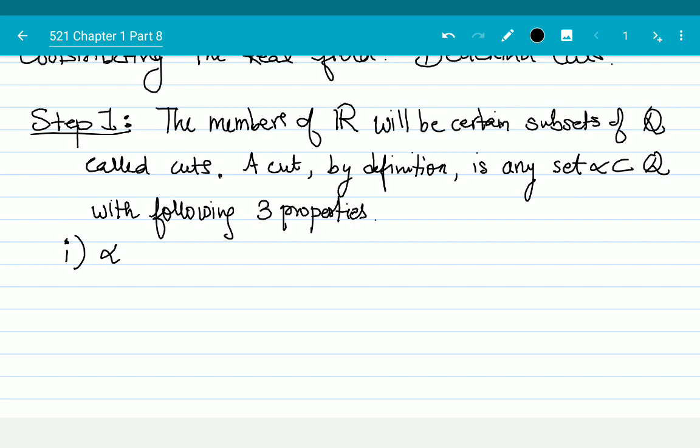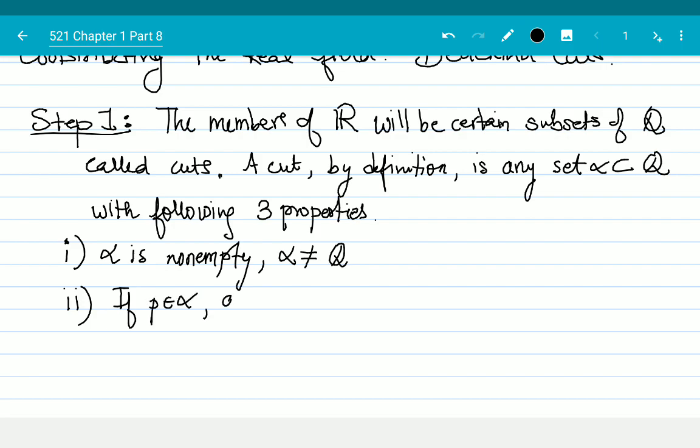Well, alpha is not empty, and alpha is not equal to Q. Okay, so it has to be a proper subset of Q. Second, if P belongs to alpha and q belongs to the rationals and q is smaller than P, then q belongs to alpha.